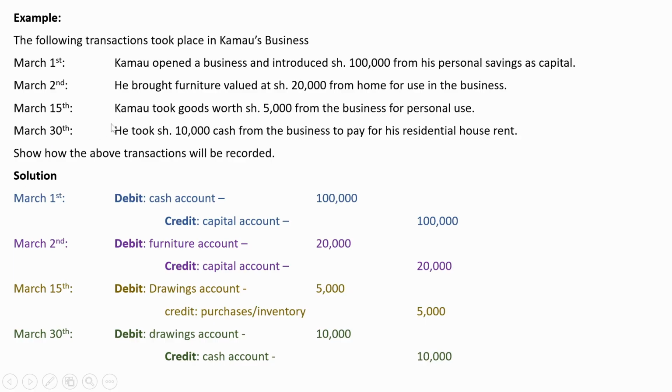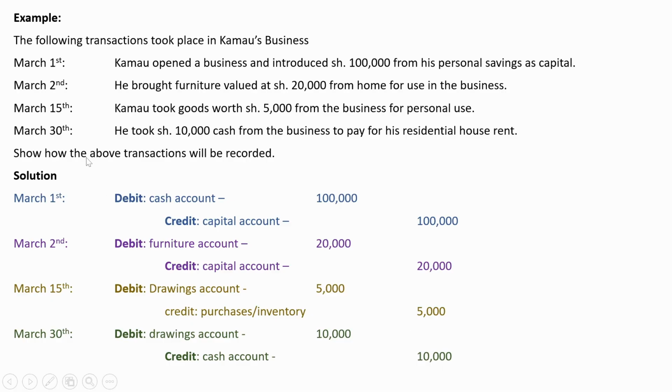Then on March 30th, he took 10,000 cash from the business to pay for his residential house rent. So because this is not rent for business premises, it is also going to be treated as drawings. And it is going to be drawings in the form of cash. So here, cash has reduced. So we debit drawings account with 10,000, and then we credit cash account with 10,000.